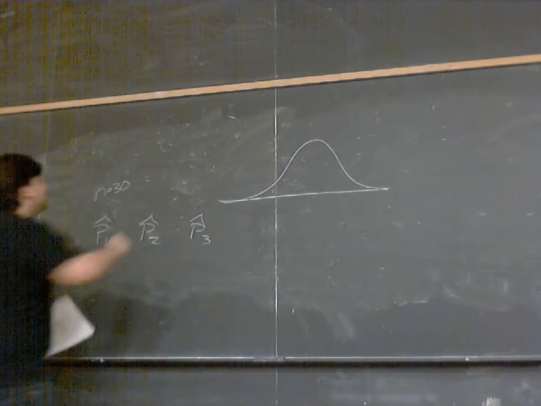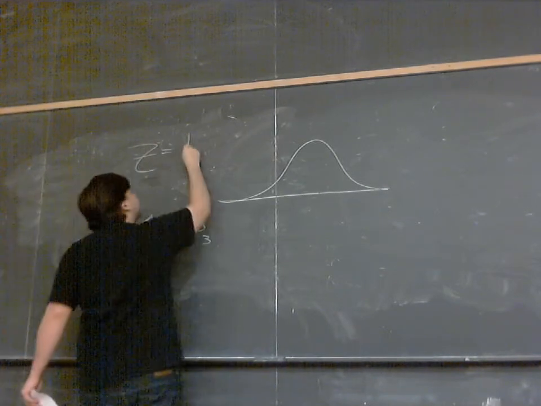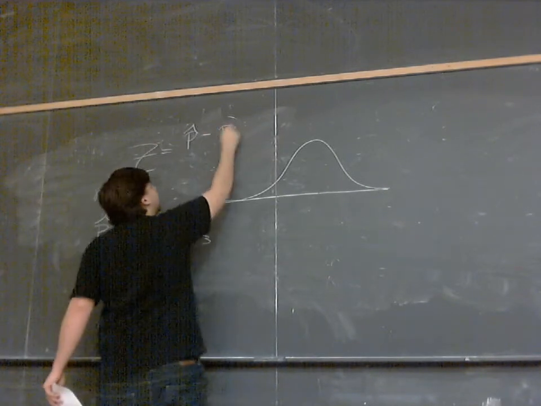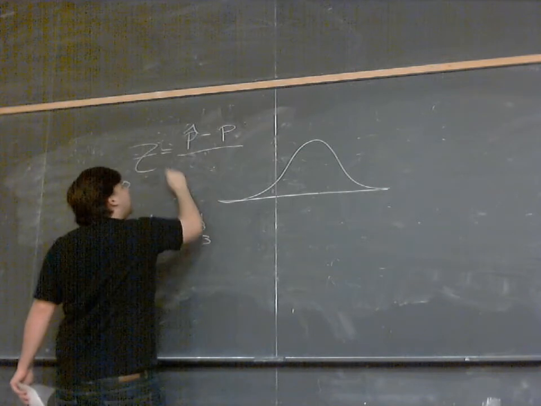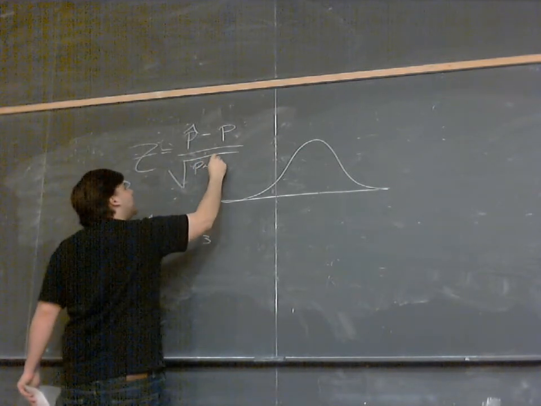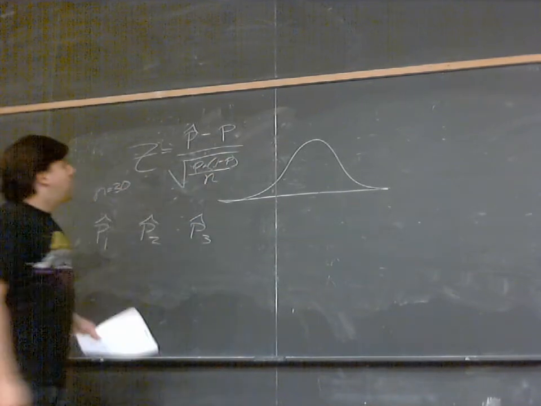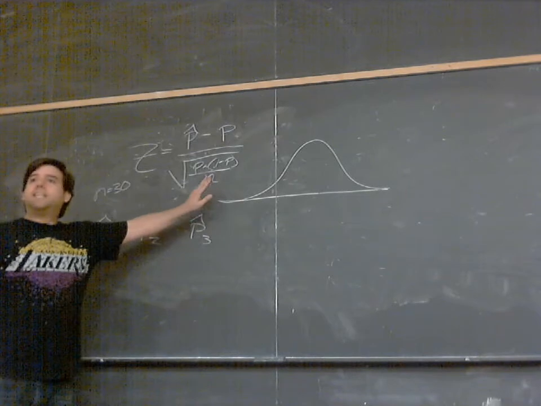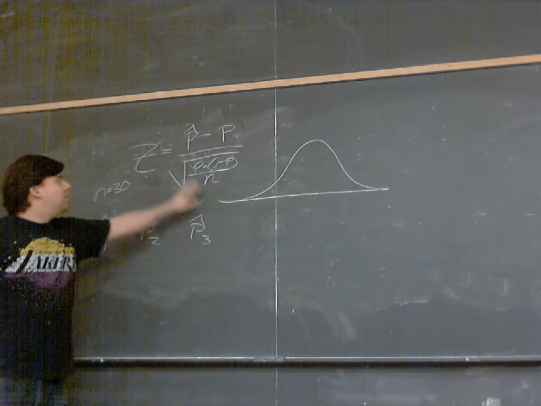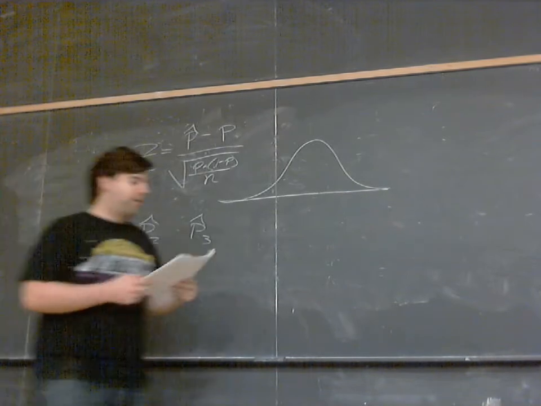So the consequence of the central limit theorem was that my new z-score is p hat minus p, divided by the standard deviation, which has the formula square root of p times 1 minus p over n. But because the central limit theorem says that p hat is distributed normally, once I have that, it's just like chapter 6. So let's look at an example here.